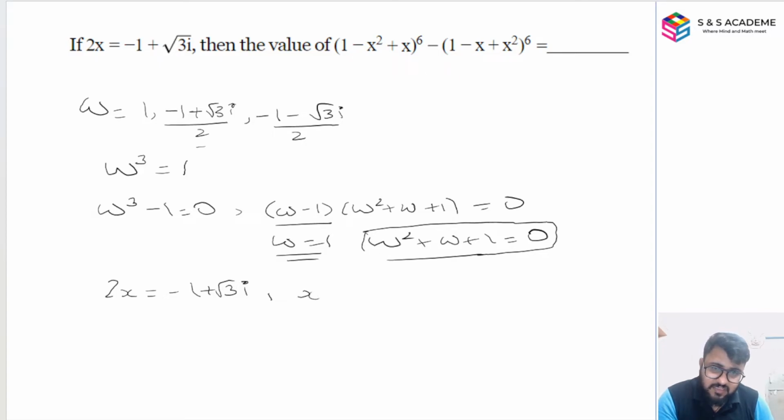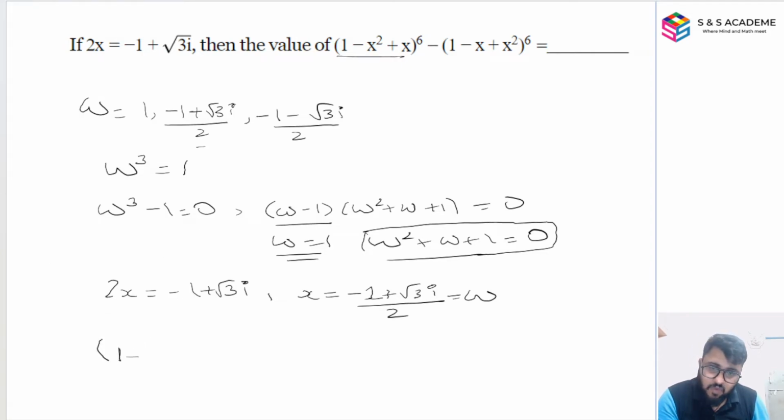So x can be said as minus 1 plus root 3i by 2. And can you recognize this? This is nothing but omega. So now you know x is equal to omega. So wherever x is given in the question, you can substitute omega there.